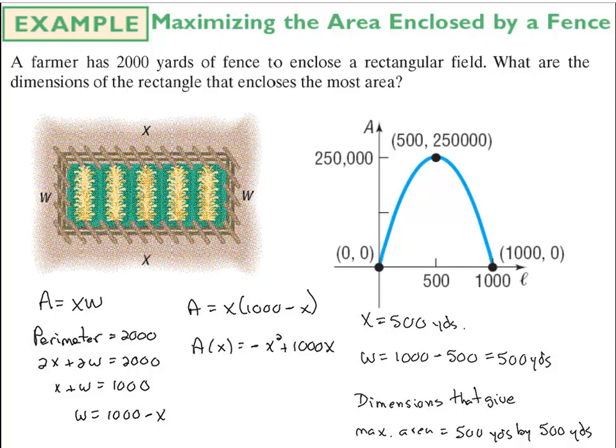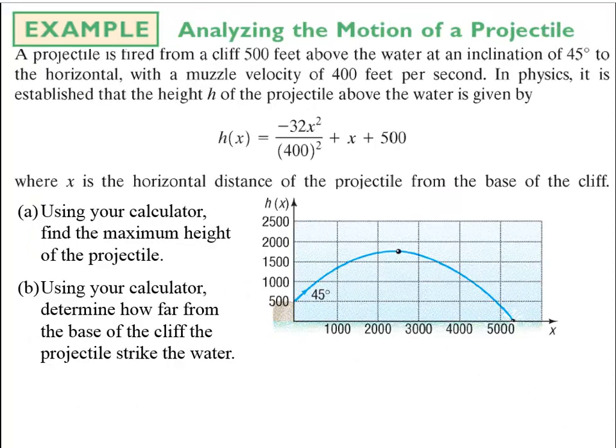Now, in this problem, let me point out to you, it only asked for the dimensions that produce the max area. And so there's the dimensions, 500 by 500. But I also discussed with you, here's the area value. Here's the maximum area. So here's my area parabola. Here's the y value of that parabola. That is the max area. So had this problem asked for what is the maximum area, we would say 250,000 square feet. But in this case, it didn't ask for that.